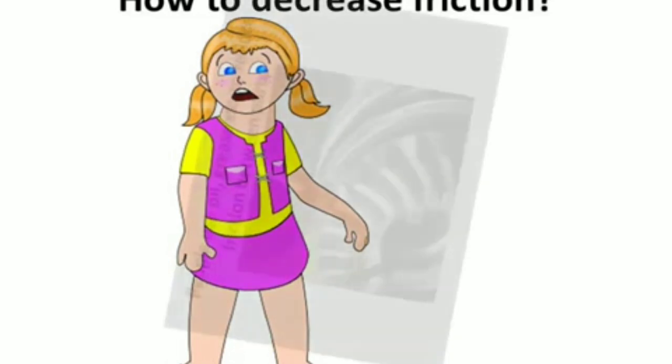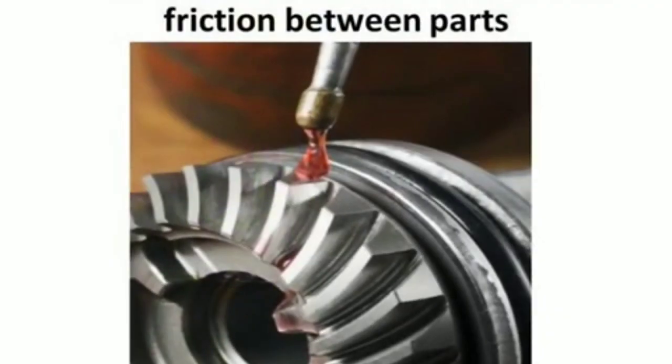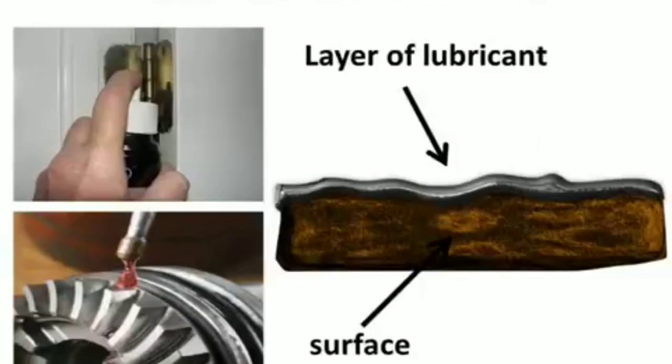How to decrease friction? People apply oil, grease, etc. between the moving parts of the machine to decrease friction between the parts. These substances form a very thin layer and the moving surfaces don't rub against each other directly. Substances which reduce friction are called lubricants.